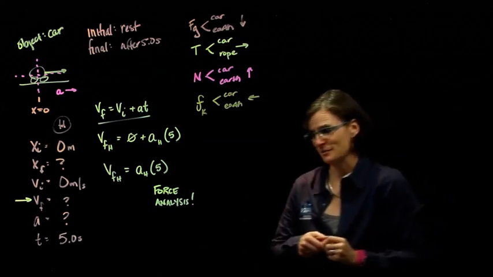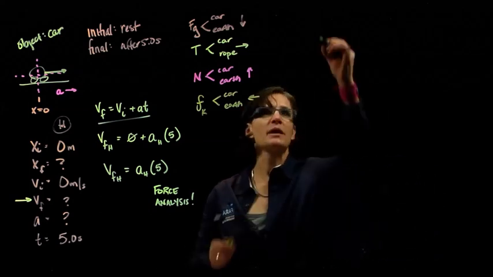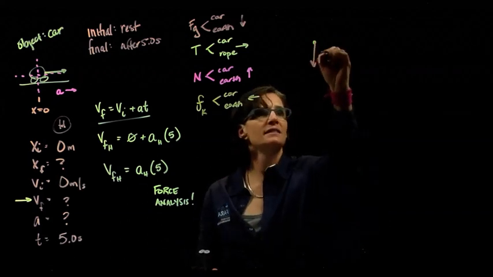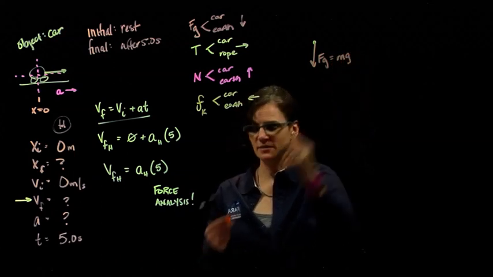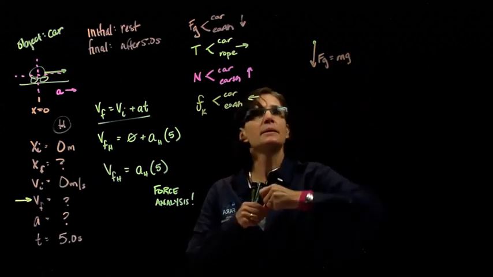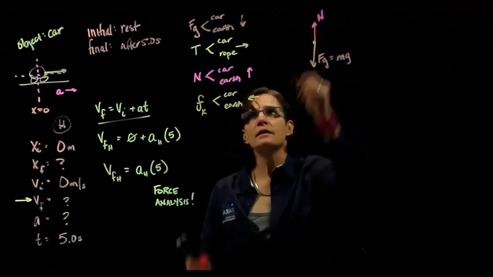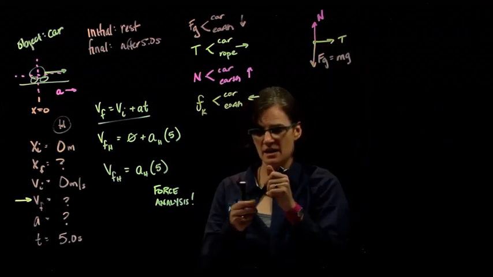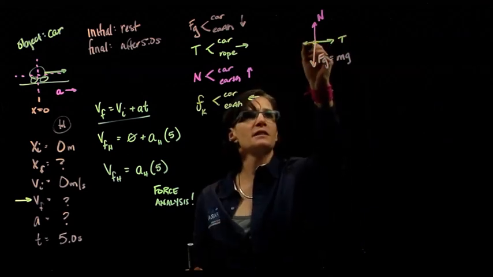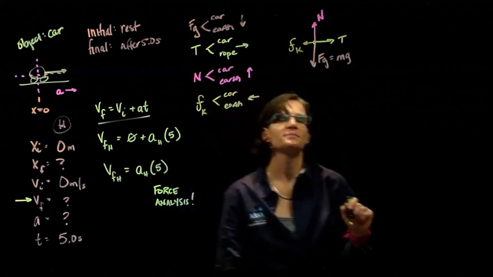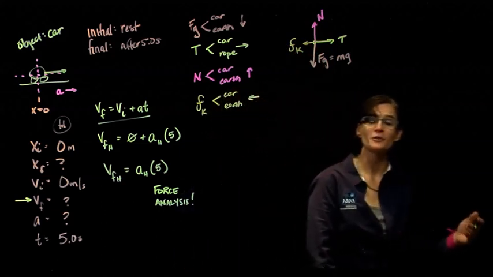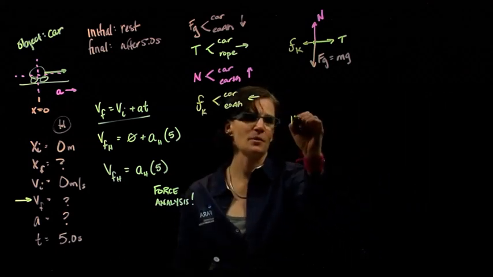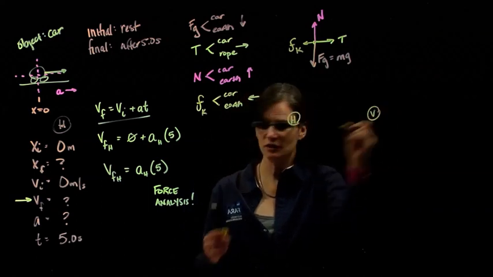So there's all the information, all the interactions. Let's put them together in a free body diagram. So here's my car. I have the force of gravity equals mass times gravity. I have the normal force, it's acting up. The rope is causing a force to the right, and friction is causing a force to the left. All right, so my four forces are identified on a free body diagram. I now separate those forces into their horizontal and vertical components.